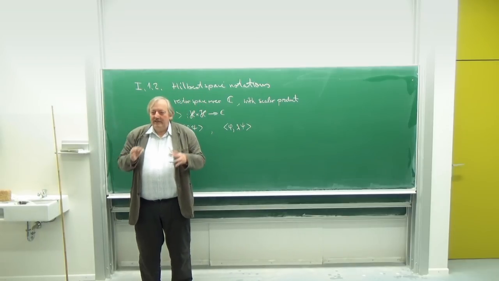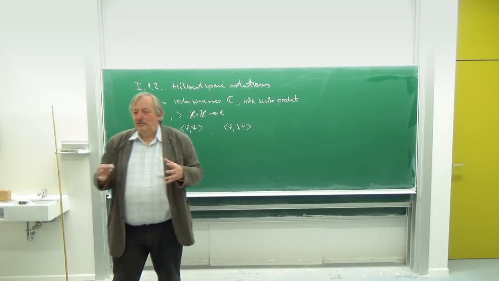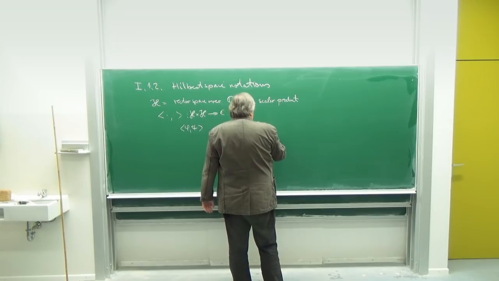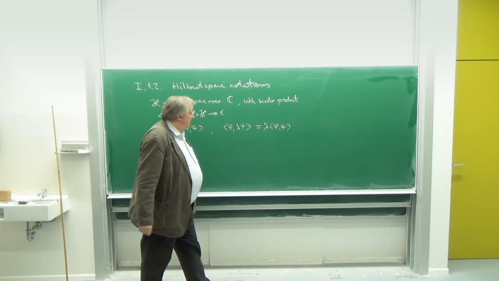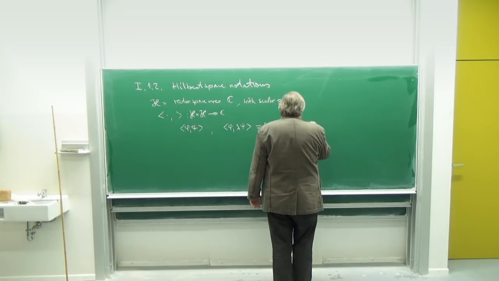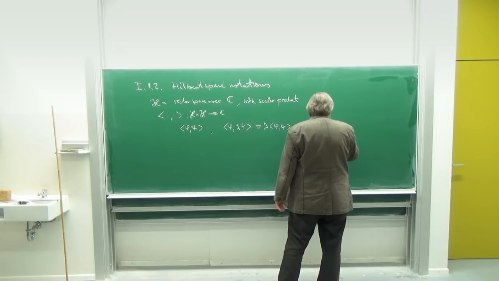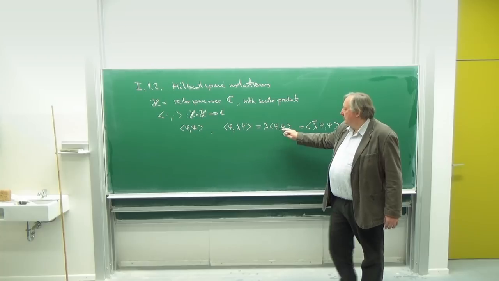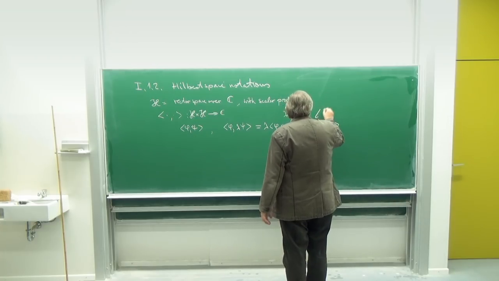Sesquilinear means one and a half linear. So it's not quite bilinear, it's somewhere between linear and bilinear. And what is meant by that is that you have this rule for extracting factors. If you extract the complex factor, where lambda is in C, this is the complex conjugate.